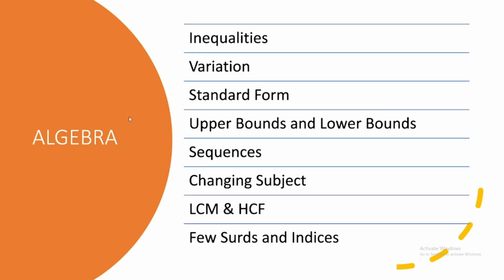Okay, algebra. This is the most basic topic in the Maths B, which you have been doing from class 6, and we will just be extending those, and you are going to be needing that knowledge. We got inequalities, variations, standard form, upper bounds and lower bounds, which you guys are not familiar with, I think. This is a new topic for you. Then we have sequences, changing subject, LCM and HCF. You have been doing this since you were a kid. We got a few surds and indices from pure maths, so yeah.